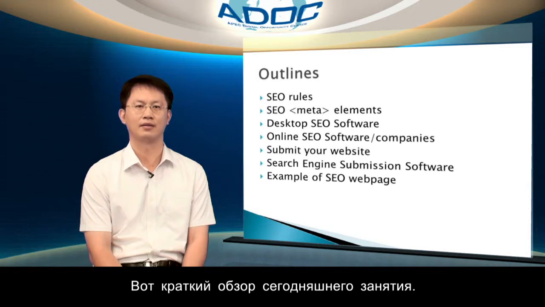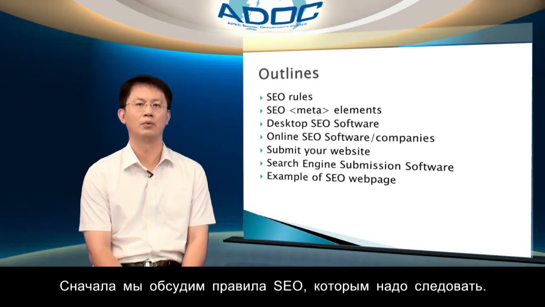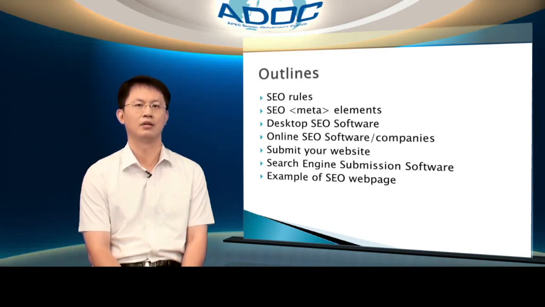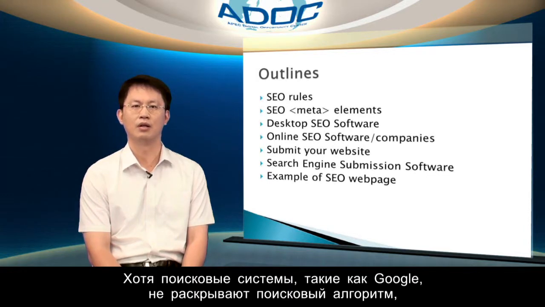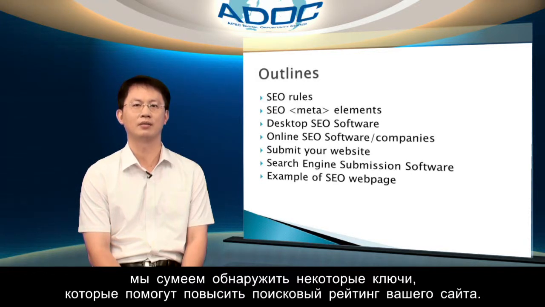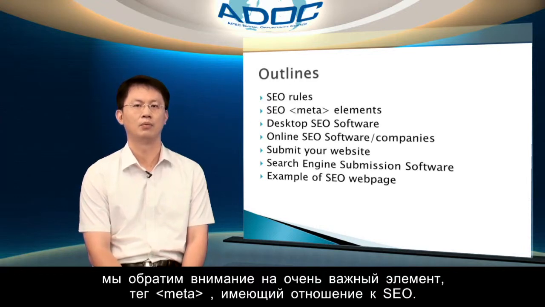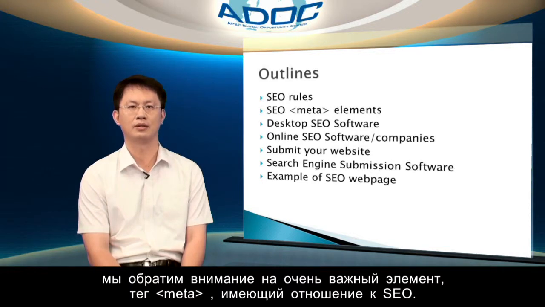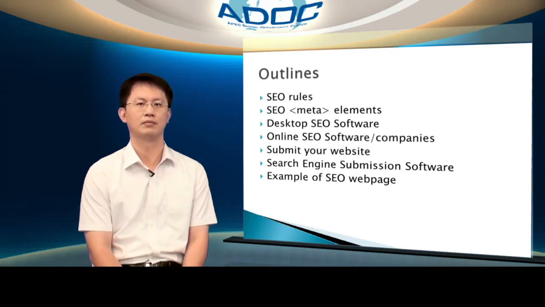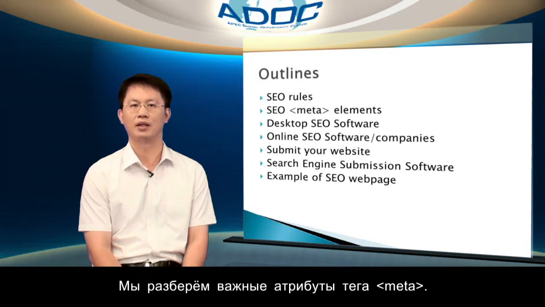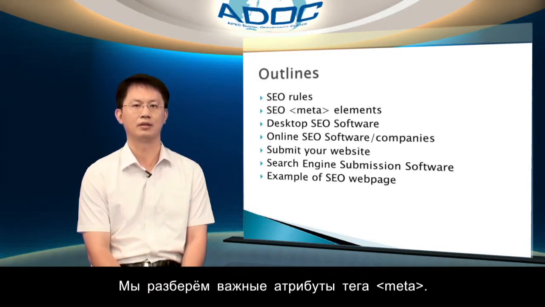And here are today's outlines. First, we will talk about SEO rules that we can follow. Although search engines like Google would never reveal their search algorithms, still we can find some clues that help to improve your web search rank. To follow along, we will focus on the most important elements, meta elements, that are related to SEO. We will look at the important attributes of the meta elements.